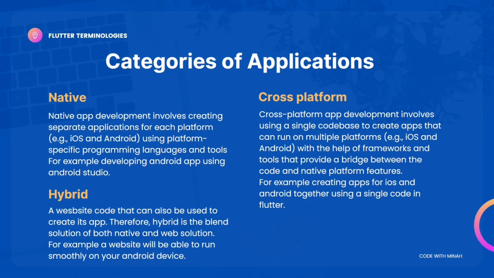The next is hybrid app development. When you want to run your website on an Android device smoothly, these types of applications are known as hybrid applications. Hybrid is a blend of both native and web solutions, which means that your website code can be used to run or create an application for an Android device. So these types of applications are categorized as hybrid applications.